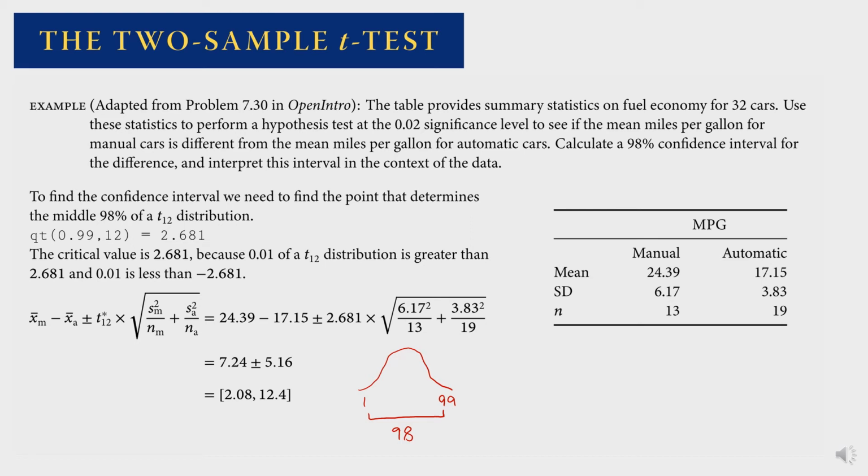We are 98% confident that the population mean gas mileage of cars with manual transmissions is between 2.08 miles per gallon and 12.4 miles per gallon higher than the population mean gas mileage of cars with automatic transmissions.